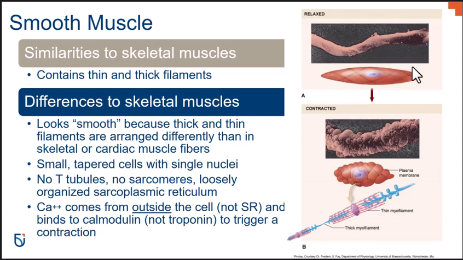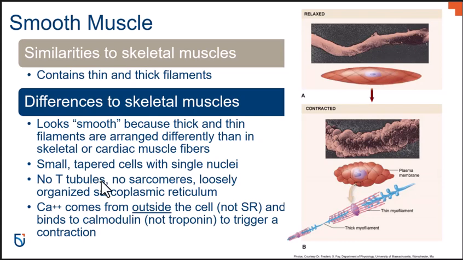In terms of the design of the muscle, these are shaped a little bit differently. They're smaller than our other muscle cells, and they're tapered at each end, and we already talked about there being a single nucleus. There are no transverse tubules. There are no sarcomeres. The sarcomere is an organization of some of the components of the muscle cell, but that will come up later. And the sarcoplasmic reticulum is arranged differently.